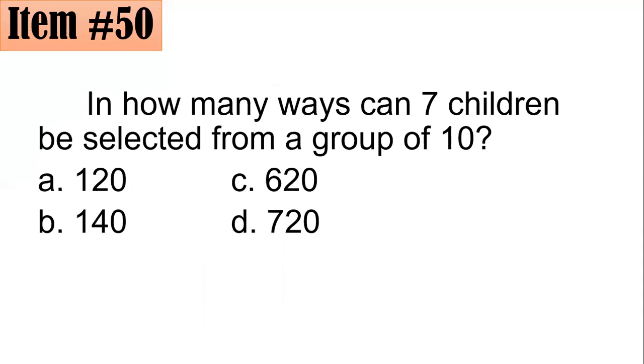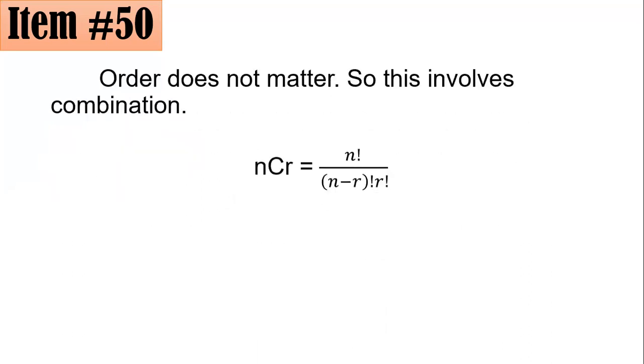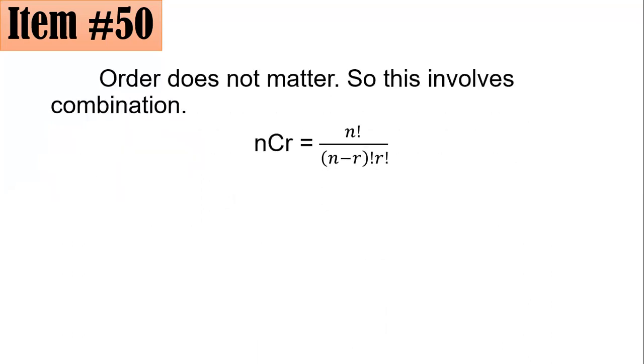50. In how many ways can 7 children be selected from a group of 10? 120, 140, 620, or 720? From here, we have to remember that since order does not matter, this is a combination problem. So we know that the formula for combination is nCr equals n factorial all over n minus r factorial times r factorial. There are 10 students, so our n is 10, and our r is 7.